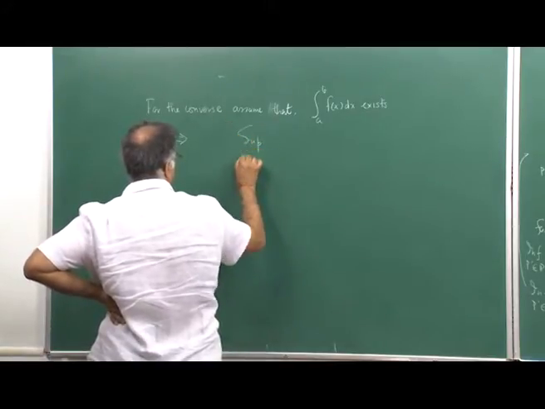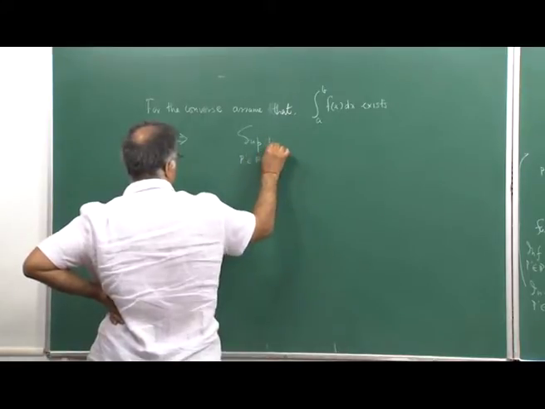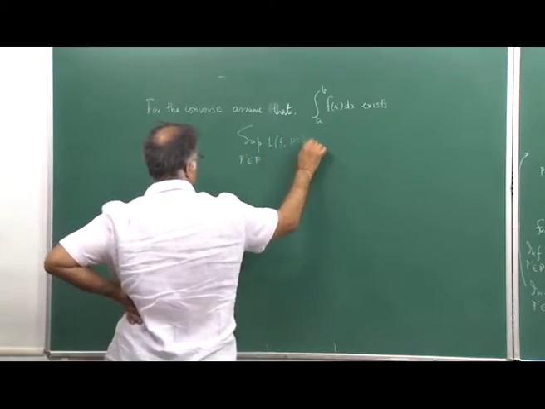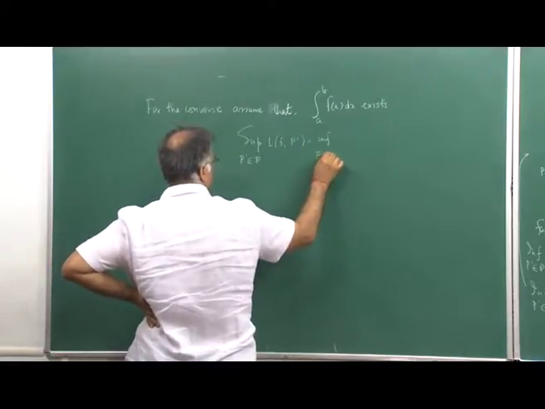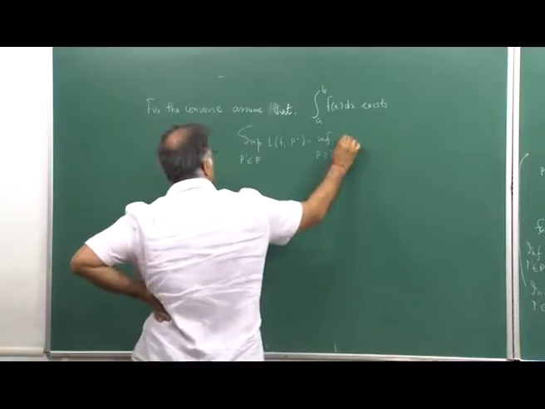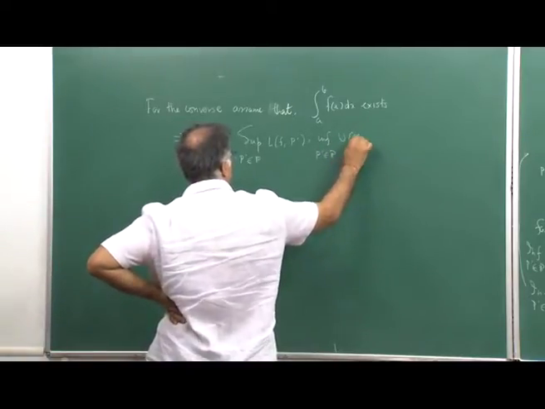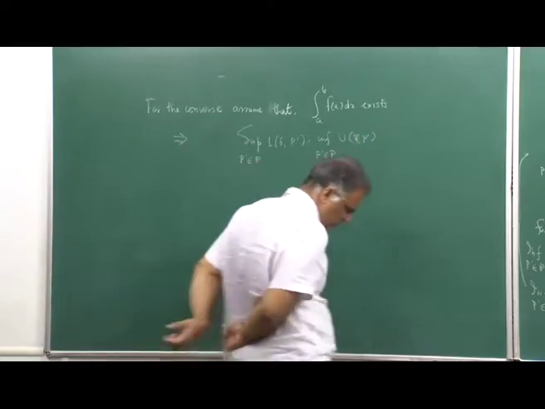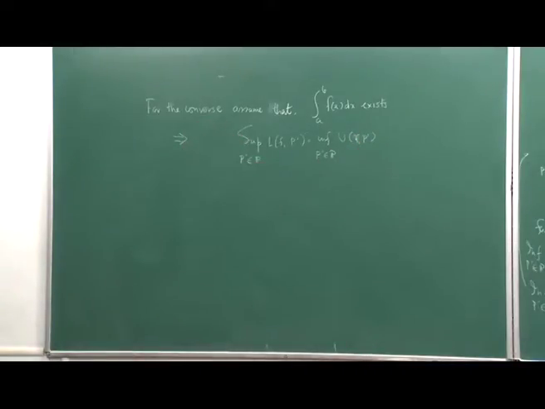the supremum over P dash in P of LFP dash is equal to the infimum over P dash in P of UFP dash. So that is what is known to me, right? So I'll now apply the definition of infimum or supremum, and we will get some conclusions. We'll just apply the definition of an infimum and supremum here.